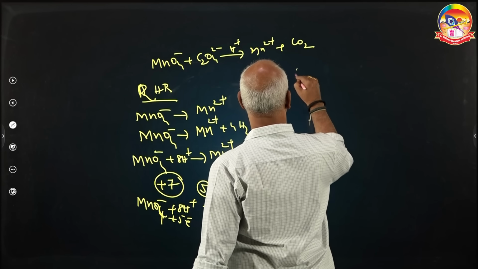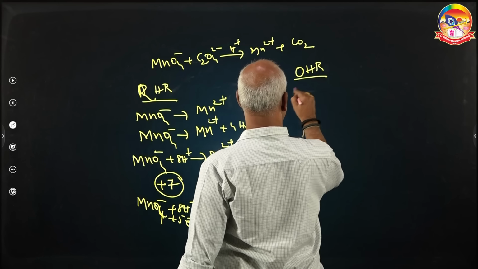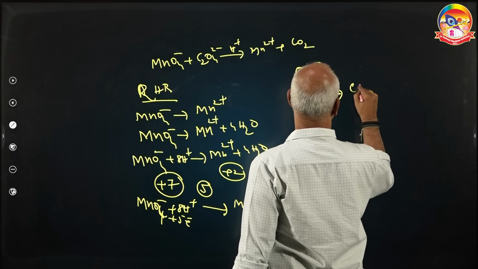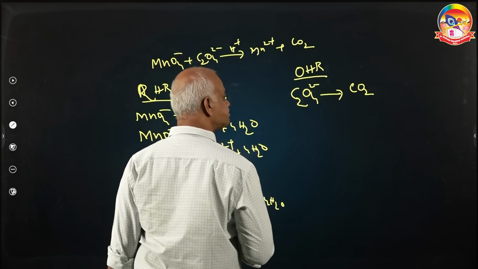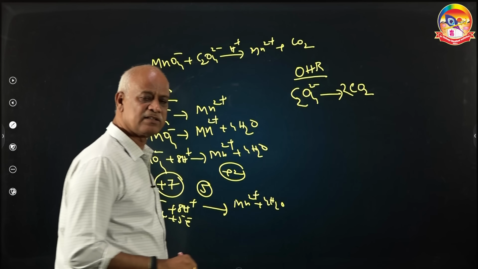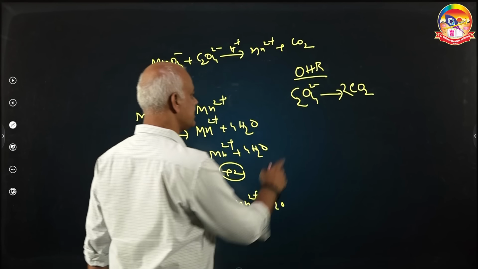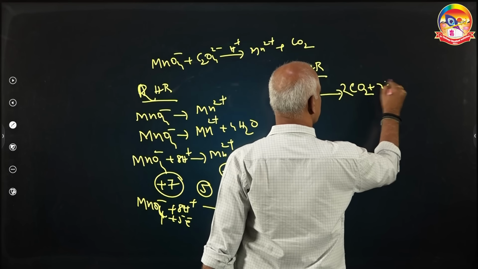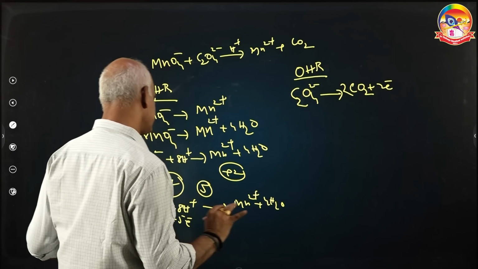Then coming to the oxidation half reaction. C2O4 2 minus gives CO2. First carbon should be balanced. 2 carbons are there on the left side, 2 carbons on the right side. Luckily for us, oxygen already got balanced, only 2 electrons. This is balanced.